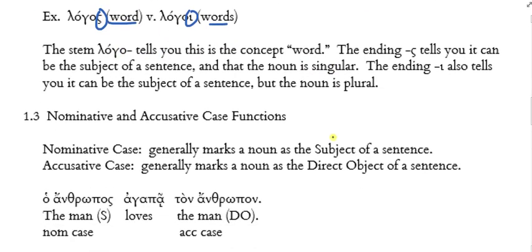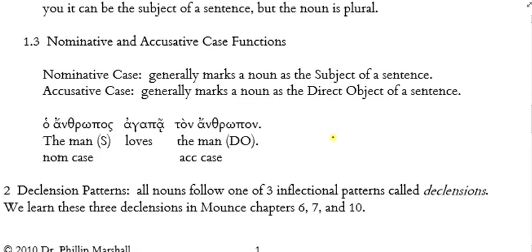Now that brings us to the issue of the different case functions that we learned in chapter 6. Nominative case generally marks a noun as the subject of a sentence. Accusative case generally marks a noun as the direct object of a sentence. Hear me well. These are not the only 2 functions of nouns in those 2 cases, but they are the predominant ones. And so when you see a direct object, you should expect it to be in what case? Accusative. When you see a subject, you should expect it to be nominative. Okay? But nominative case nouns can do some other things as well, and we'll learn those in a little while.